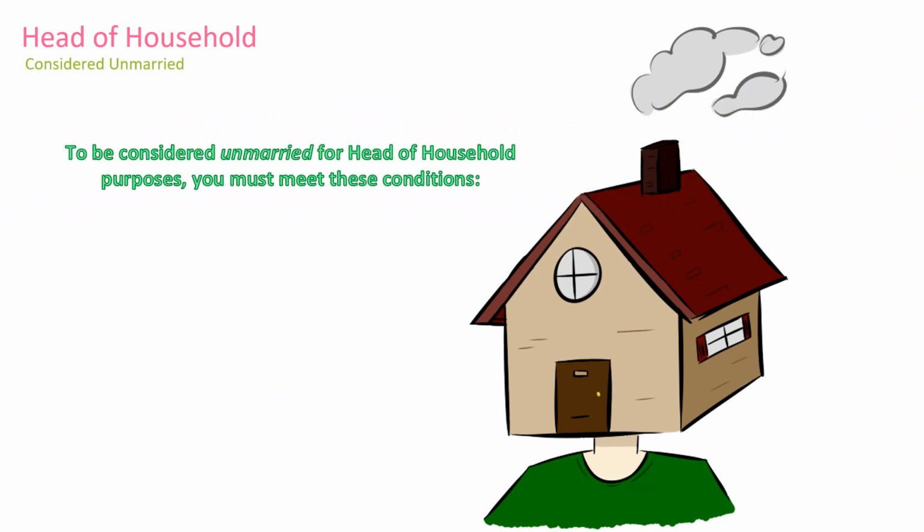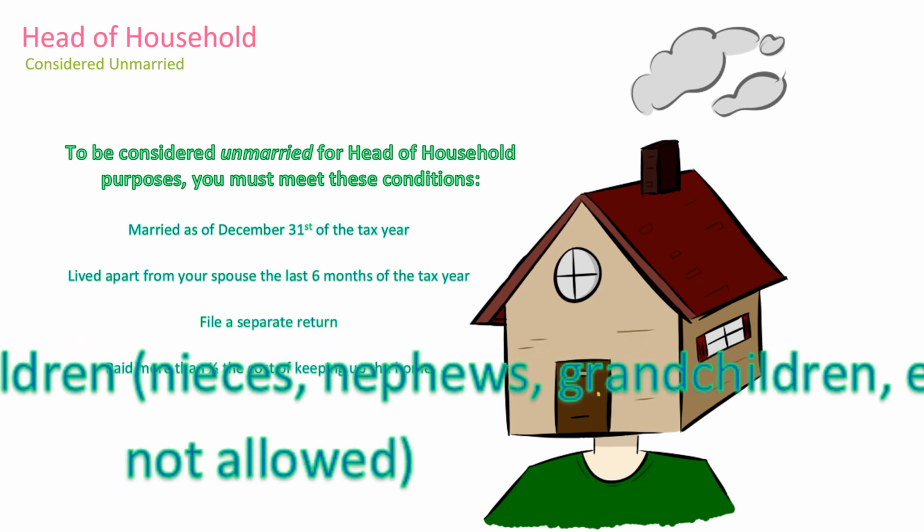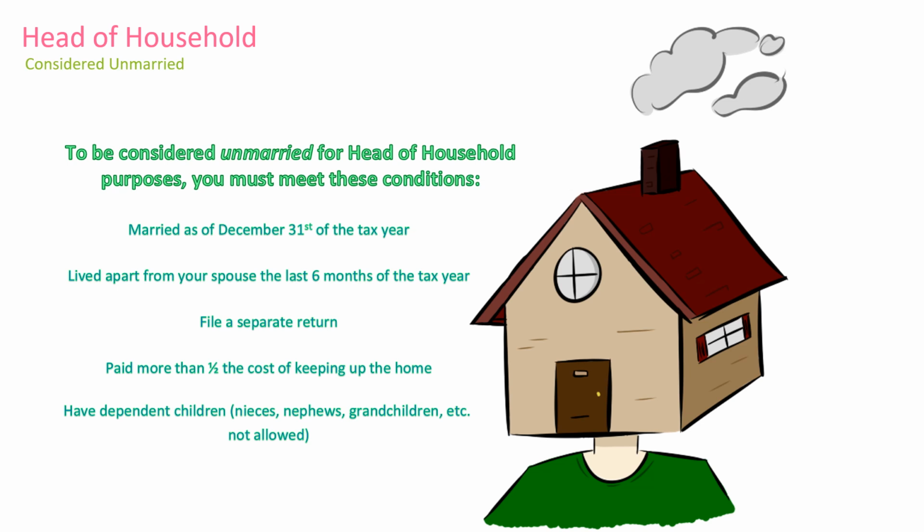So what does considered unmarried mean? To be considered unmarried, a taxpayer has to be legally married, but living apart from the spouse at least the last 6 months of the year and file a return separate from the spouse. They must also pay more than half the cost of keeping up a home for them and their dependent children. If a taxpayer is considered unmarried and filing head of household, their qualifying person must be their child and not another relative like a niece or nephew or grandchild.